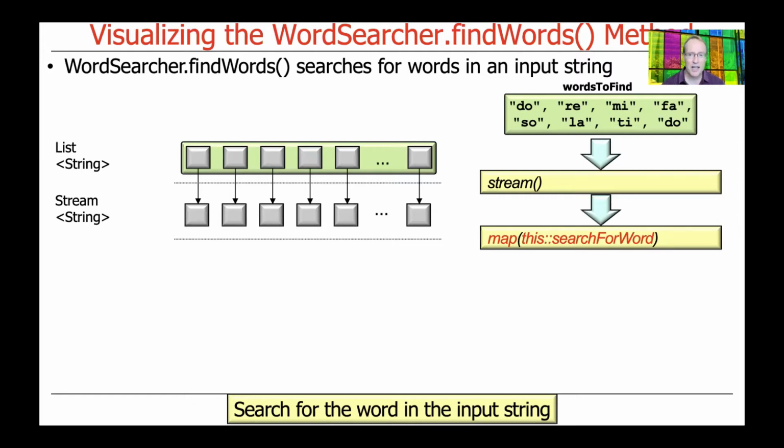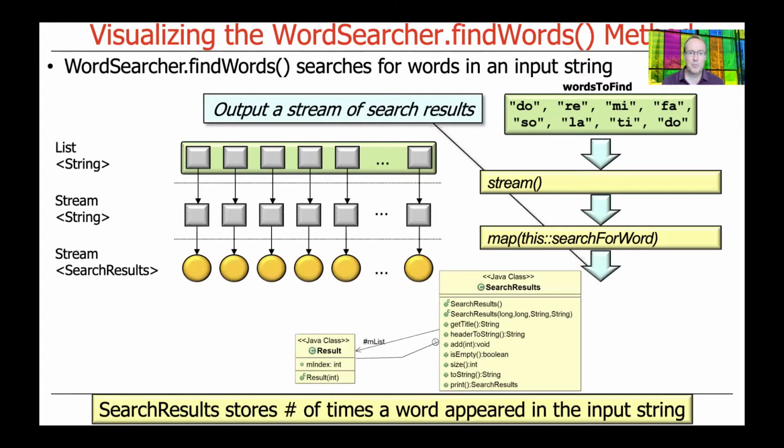So what we're doing is we're taking the list of words and we're going to call this method reference called search for word. And so that will go and look up in the input string to see if there's any matches for that word, for each word in the list of words. And we'll of course look at the details of this later. Right now I'm giving you the forest view, not the tree view.